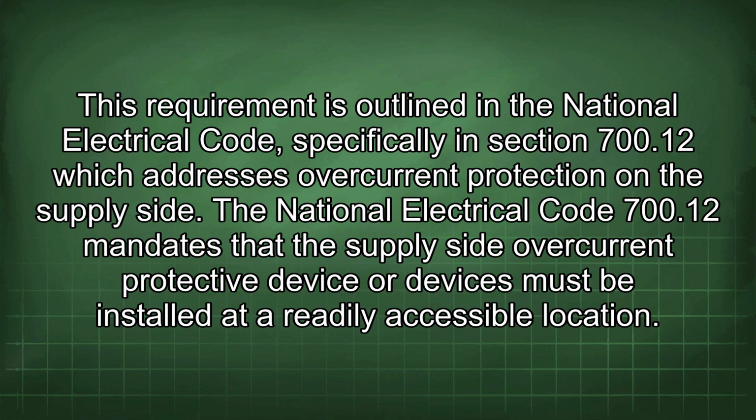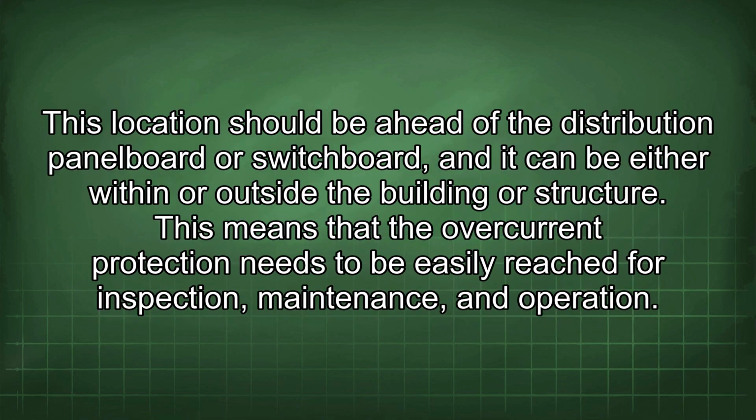side. The National Electrical Code 700.12 mandates that the supply-side overcurrent protective device or devices must be installed at a readily accessible location. This location should be ahead of the distribution panel board or switchboard, and it can be either within or outside the building or structure. This means that the overcurrent protection needs to be easily reached for inspection, maintenance, and operation.